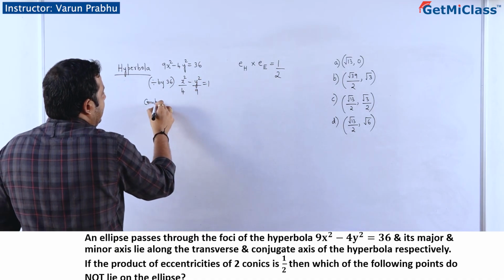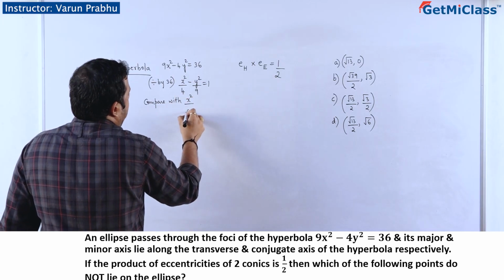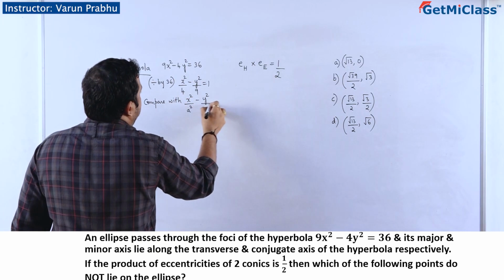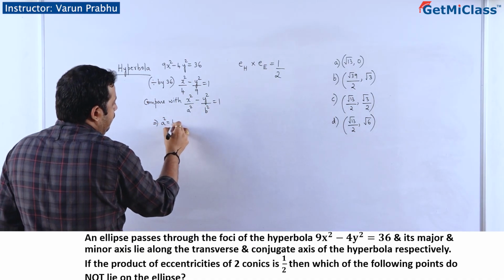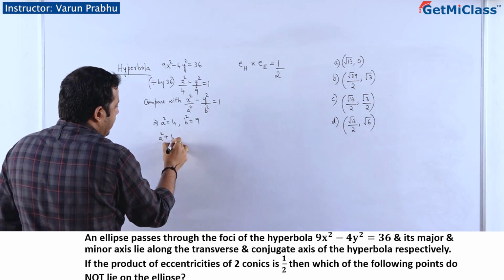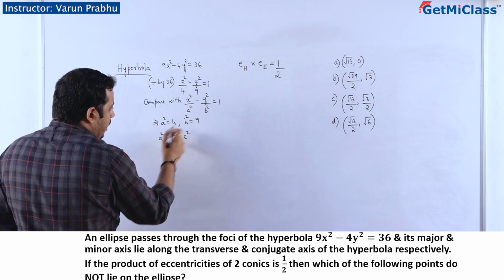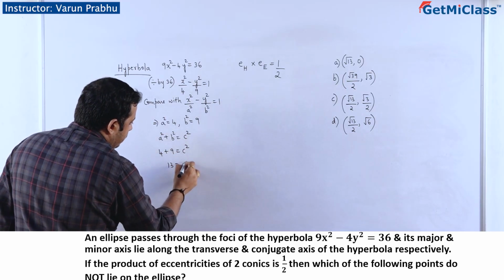So we'll compare this directly with x square divided by a square minus y square divided by b square, that is equal to 1. This implies a square is equal to 4, b square is equal to 9. A square plus b square is equal to c square. So a square 4 plus 9 is equal to c square. 13 is equal to c square.